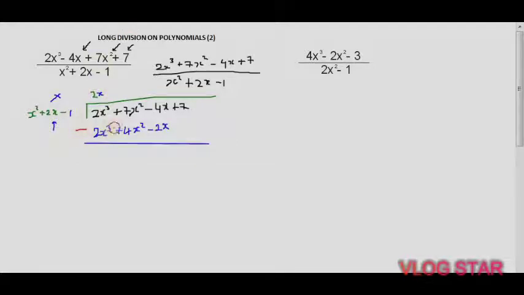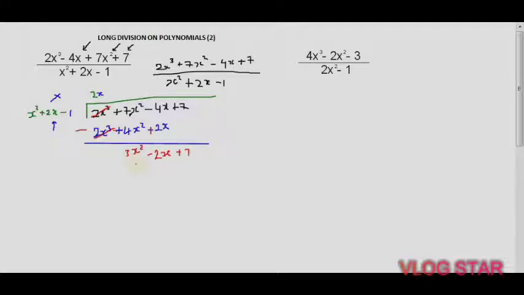Once you are subtracting, 2x cubed cancels 2x cubed. Now this minus over here changes this plus here to minus. So now 7 minus 4 is going to give you 3x squared, right? This minus over here changes the minus here to plus. So this is now minus 4 plus 2, which will give you minus 2x, then plus 7. Okay, so once you have this, the next thing to do is to pick up the first term here again. Meanwhile, listen to me please.